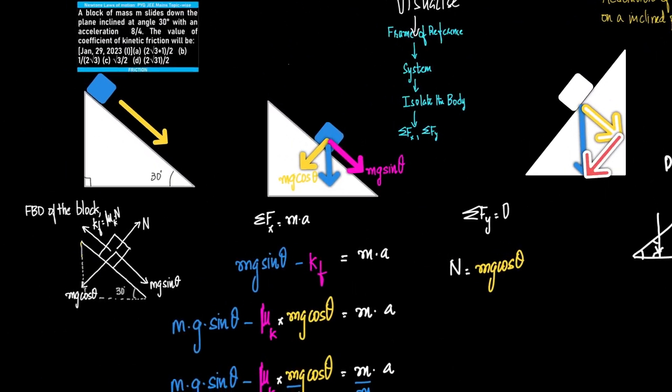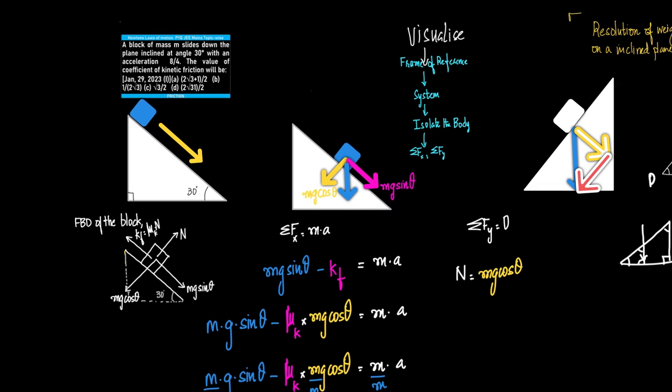Now coming to the given question here. The vertical component is mg cos theta. The horizontal component is mg sin theta. Okay. So we have visualized. We have set the frame of reference; I will choose it to be an inertial frame of reference. And now let us find the system. We have the system, the overall system here. Let us isolate the body. I have isolated this body here, and then we go for sigma Fx and sigma Fy.